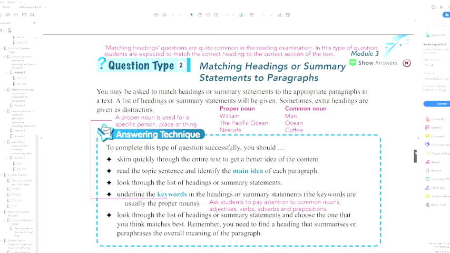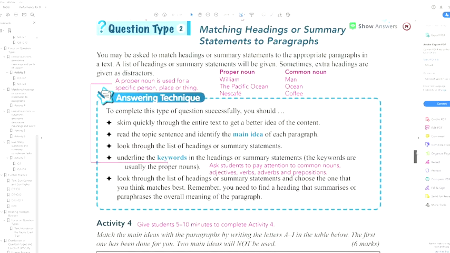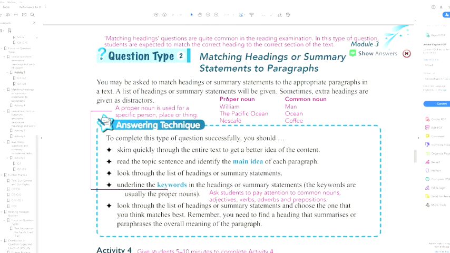Okay, so for this part, I was going to go ahead and show you the teacher's notes right here. It really helps to understand the difference between a proper noun and a common noun.